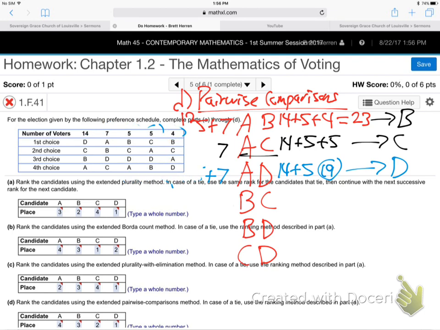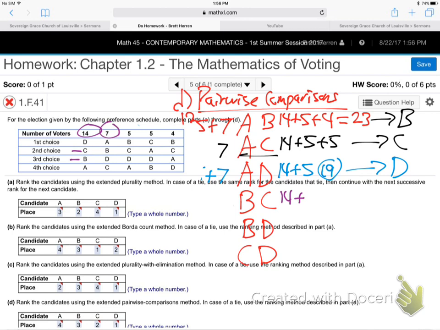So come on up here. B versus C. And so the 14 people, they prefer C, don't they? You guys with me? See how I'm doing that? You tracking with me?